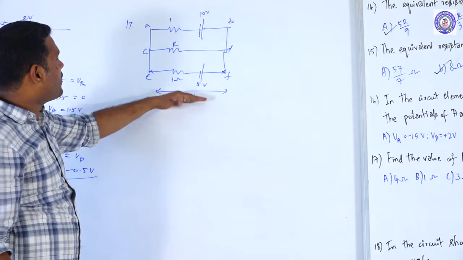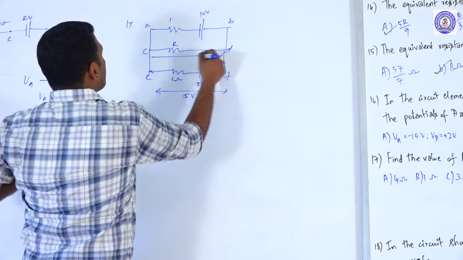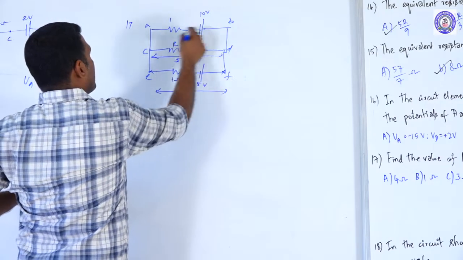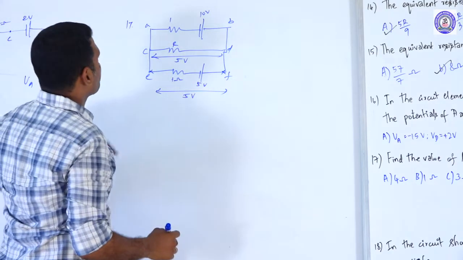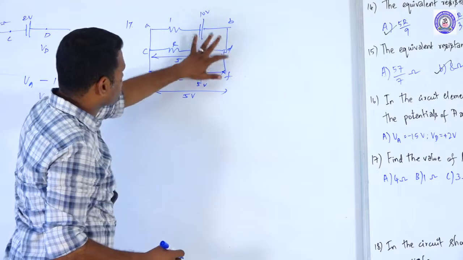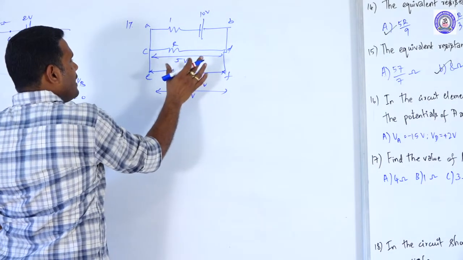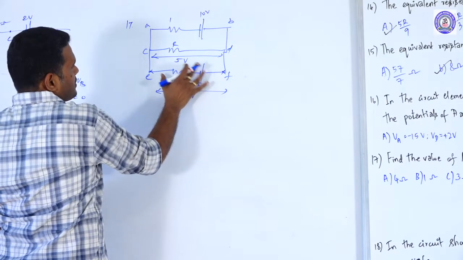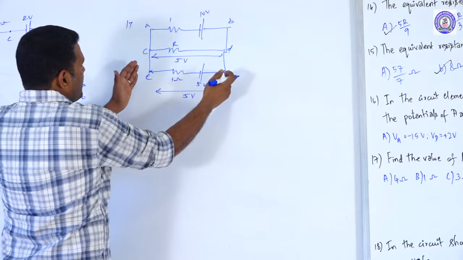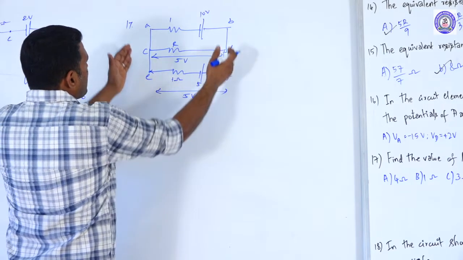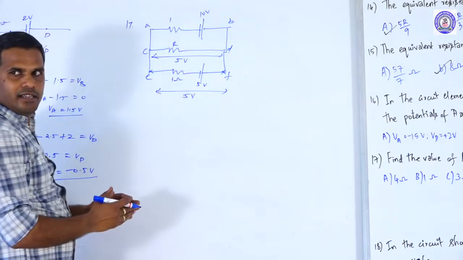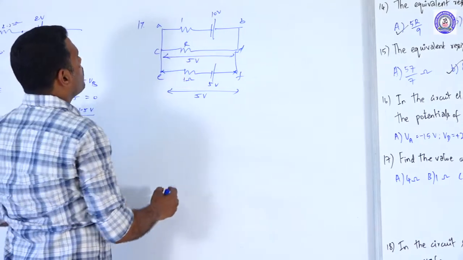If this potential is 5 volt, then potential across this path is also 5 volt and across this path is also 5 volt. Now, this path is not there because no current is flowing. This is neglected. Only idea from this circuit is that we are getting the potential across E and F. The same potential will be existing across C and D. If this is 5 volt, this is also 5 volt.